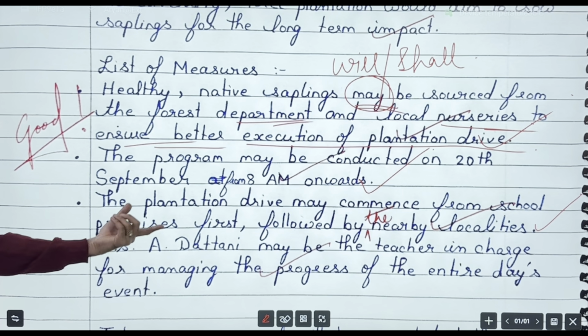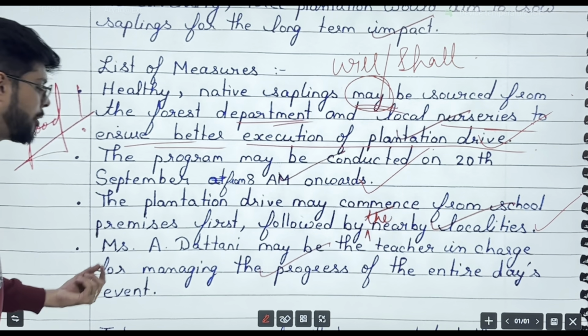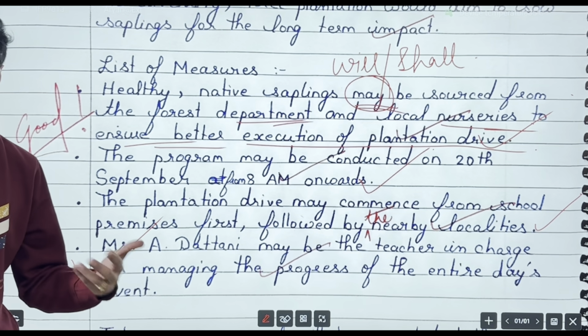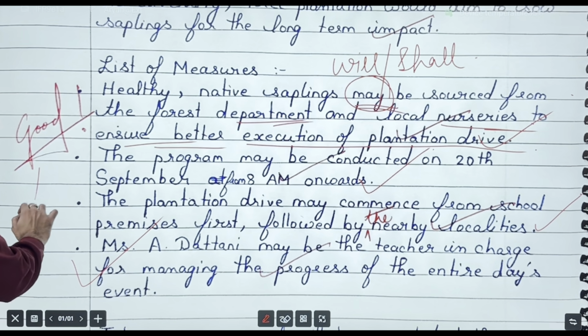And Miss A. Dattani may be the teacher in charge for managing the progress of the entire day's event. That is point number 4. That is who, the concerned person. So that gets her a full 4 marks.